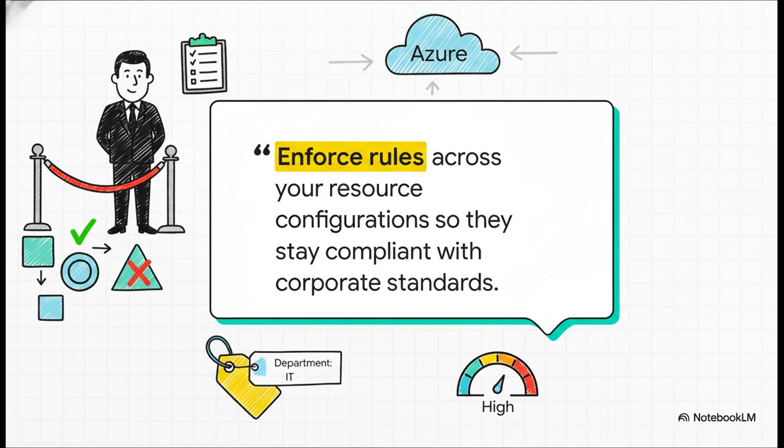You give it a list of rules like, hey, only allow these specific VM sizes, or every single resource must have a department tag. Policy then checks every single thing being created or updated. If it doesn't match the rules, sorry, it gets denied at the door.